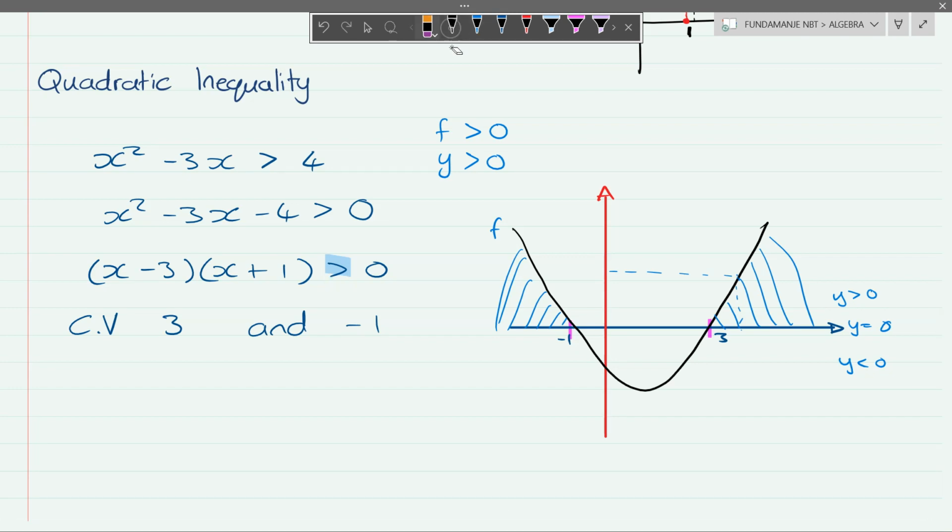Therefore, when you write your answer down, you say x has to be less than minus 1, or x has to be greater than 3. We don't include any of the answers between minus 1 and 3 because these values over here map to values that are negative, and that's not what we're looking for. We're not looking to satisfy this condition. Therefore, we don't include any values between minus 1 and 3 in our answer.